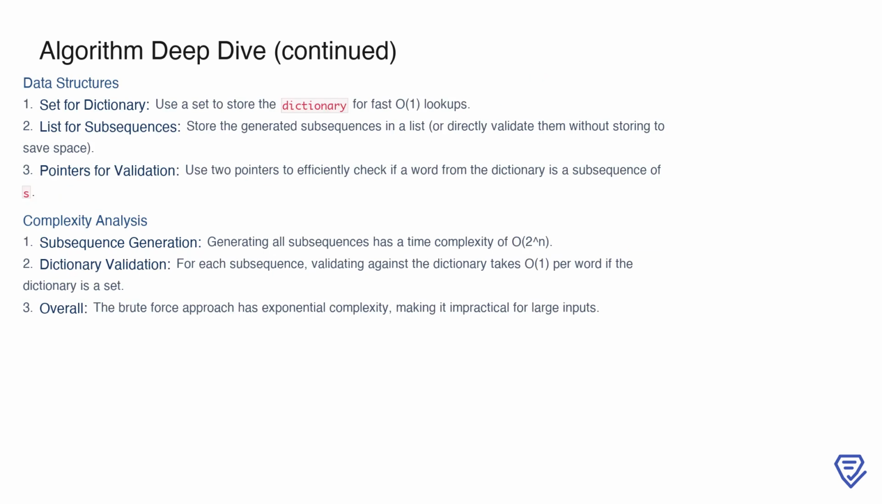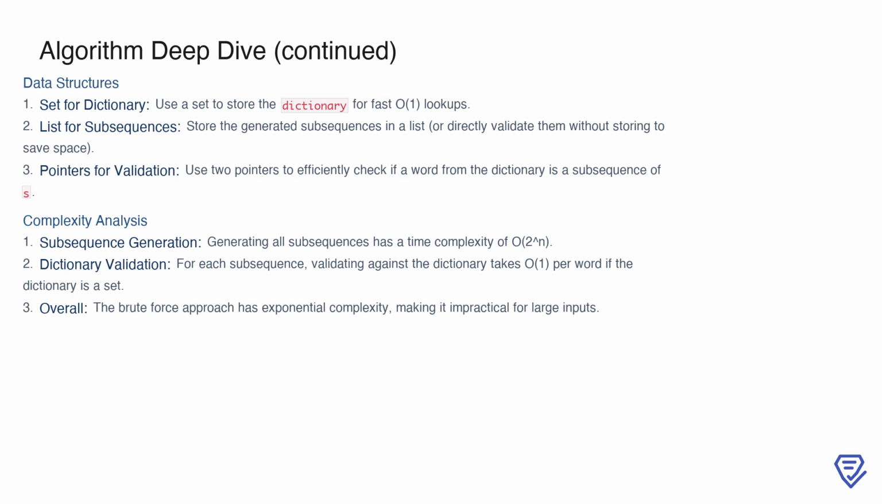To implement these ideas effectively, we rely on specific data structures. First, we use a set to store the dictionary, enabling fast O(1) lookups during validation. Second, we can use a list to store the generated subsequences, though for memory efficiency, we might choose to validate them directly without storing. Lastly, to check if a word is a subsequence of S, we use a 2-pointer approach. One pointer iterates through the string S, and the other pointer moves through the word being validated. If the 2 pointers successfully traverse the entire word, it is a valid subsequence.